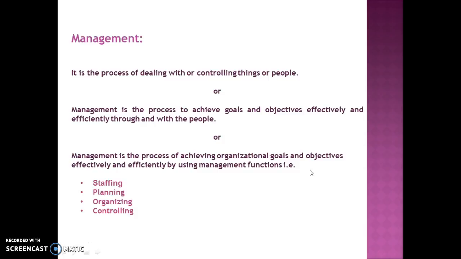And there is another definition: management is the process of achieving the organization's goal, because every organization works with a particular goal and objective, effectively and efficiently, by using management functions: staffing, having some kinds of employees, planning, proper planning for that organization, organizing, how they are organizing them, and finally how they are controlling them.